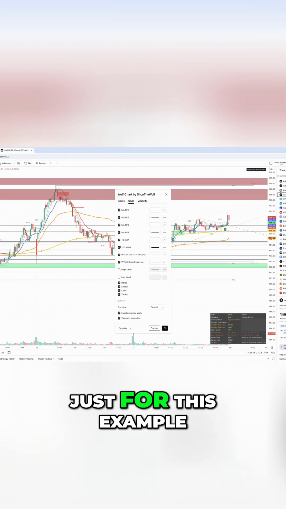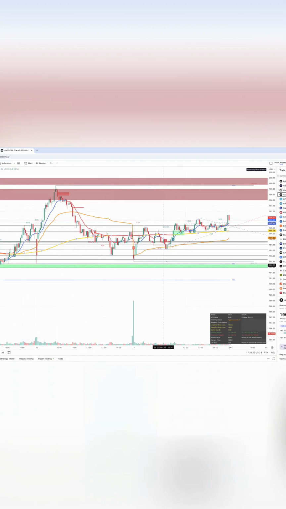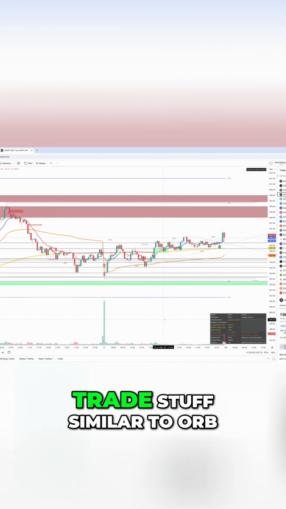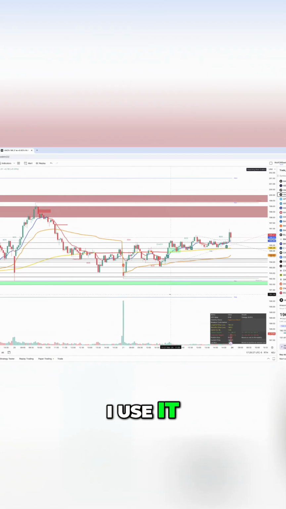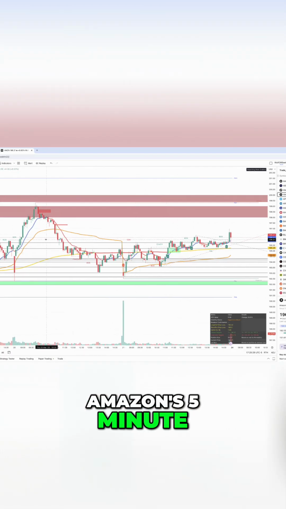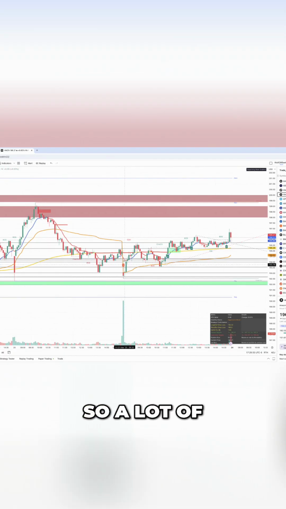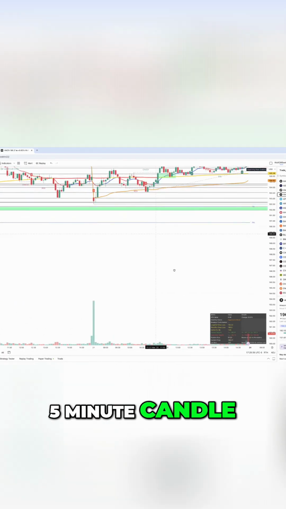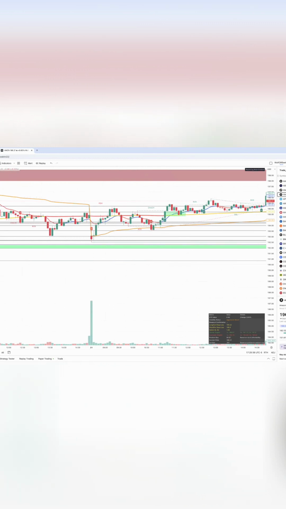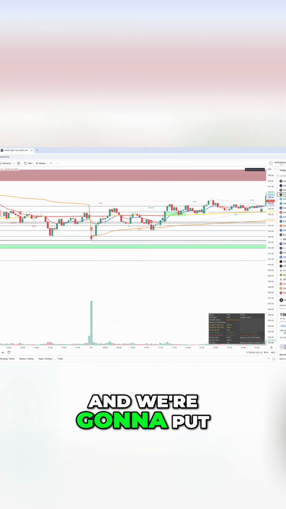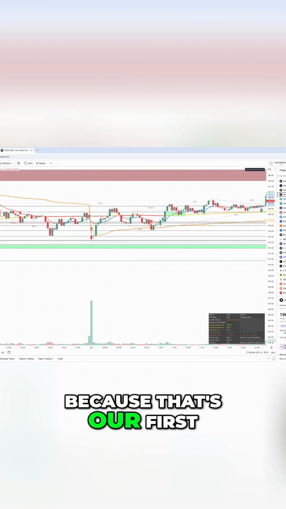For now, just for this example, I'm going to take off the Wolf trend moving average. I'll show you where that comes in when I trade things similar to ORB, and how I use it. So now we're on Amazon's 5 minute. When you're setting up a true ORB chart, a lot of people use the first 5 minute candle. So let's look at the first 5 minute candle, which is this candle, and we're going to put a box around it because that's our first 5 minute candle.